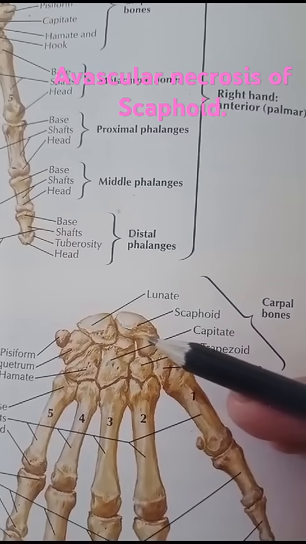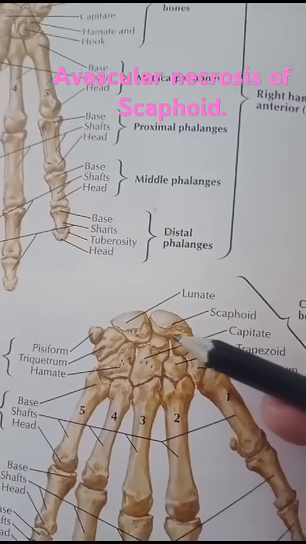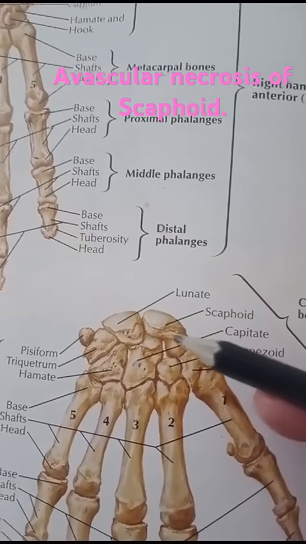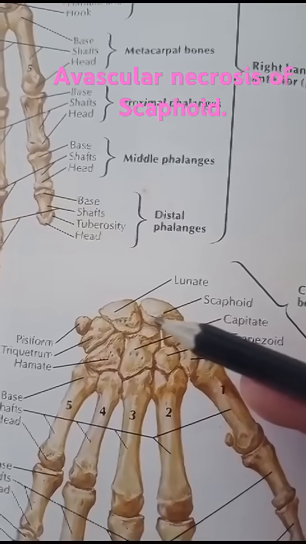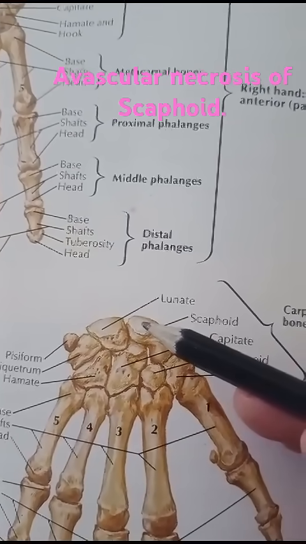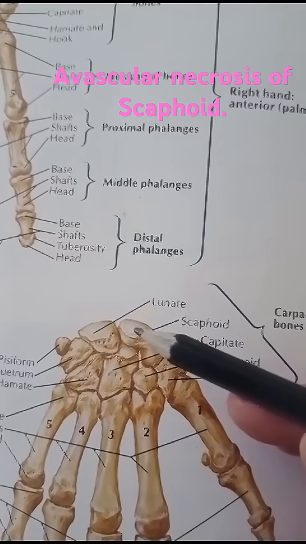The scaphoid lies at the radial border of the proximal carpal row. So here you can see the scaphoid bone, which is peanut shaped. And here are the parts of the scaphoid. You can see the tubercle here. This is the tubercle, and it has two poles. There is a distal pole and a proximal one.